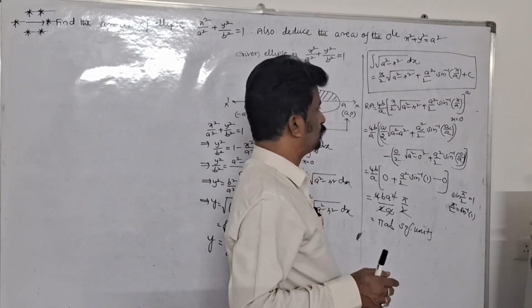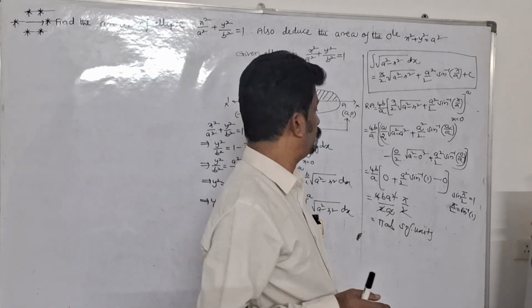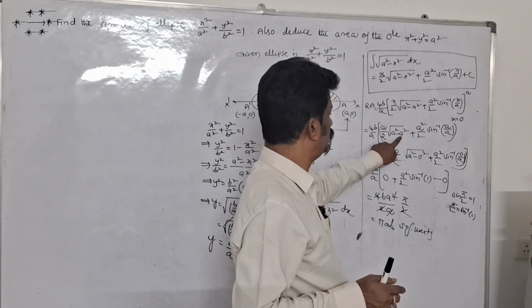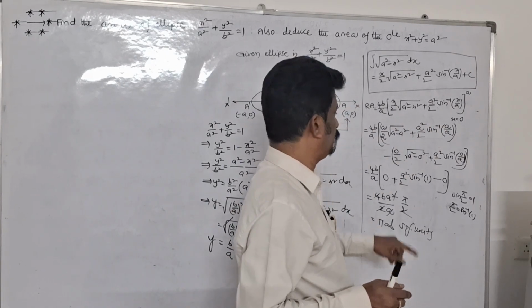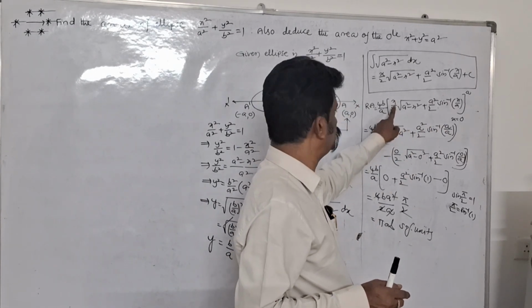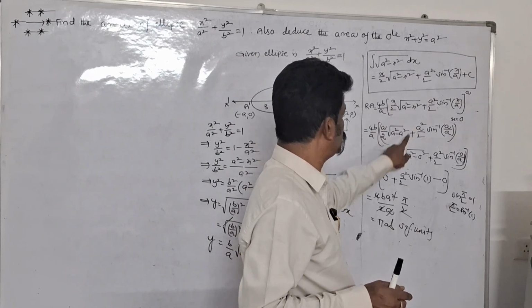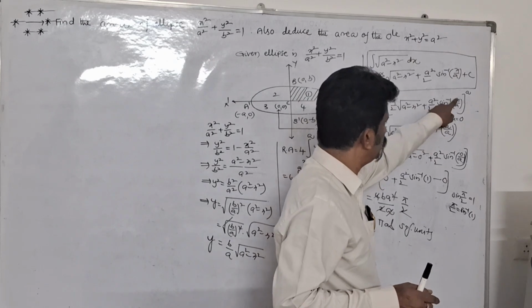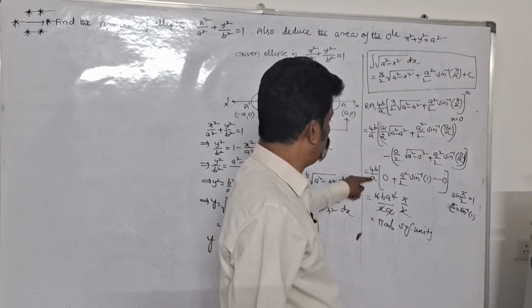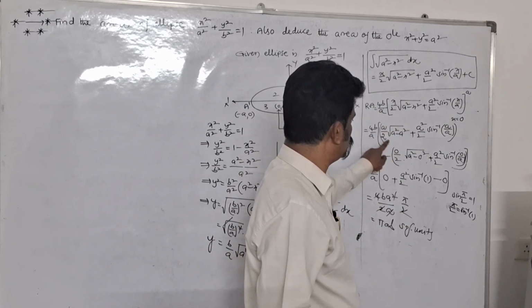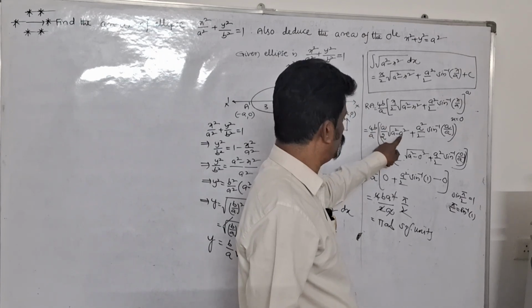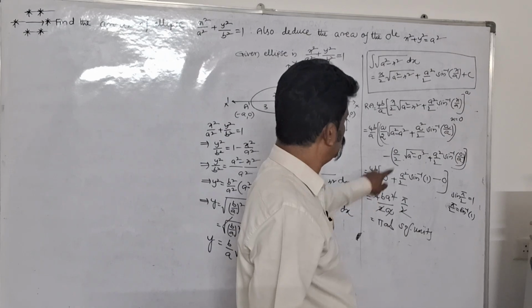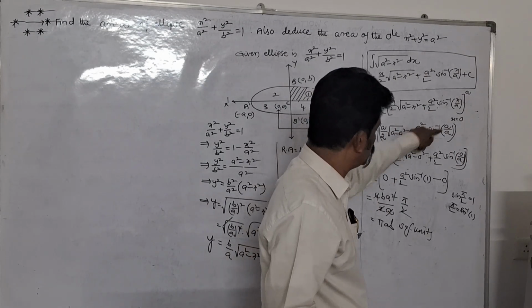Now upper limit minus lower limit. For the upper limit, put x is equal to a: a by 2 into root over a square minus a square plus a square by 2 into sin inverse of a by a. Lower limit: put x is equal to 0: 0 by 2 into root over a square minus 0 square plus a square by 2 into sin inverse of 0 by a. So in 4b by a, the first value is equal to 0, why? Because a square minus a square is equal to 0. And this one is a square by 2 into sin inverse 1.